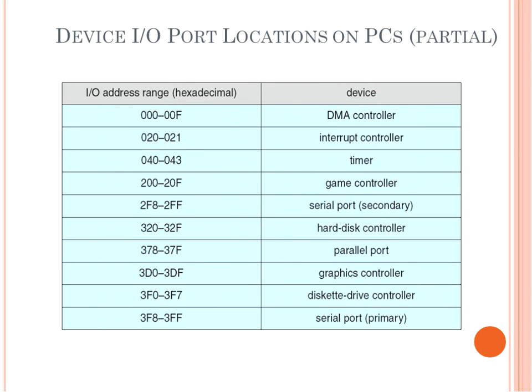Here's some examples. For most PCs, this is not comprehensive, it is partial, but this is how it is identified. If you have an address range between 000 to 00F, F is 15 in hexadecimal, that means it's a DMA controller, and so on. So there has to be some kind of logic and assignment to these items so that there's no confusion when these items are needed to be used either to read from or write to.